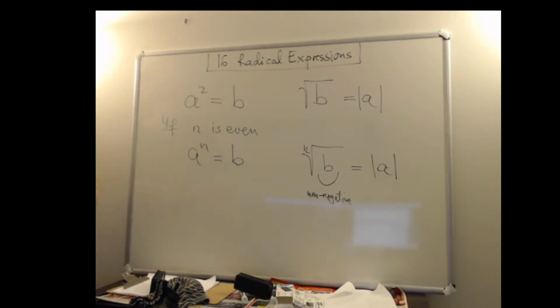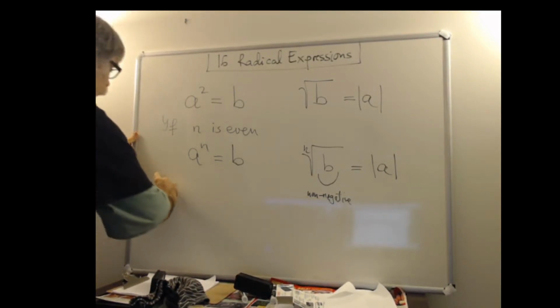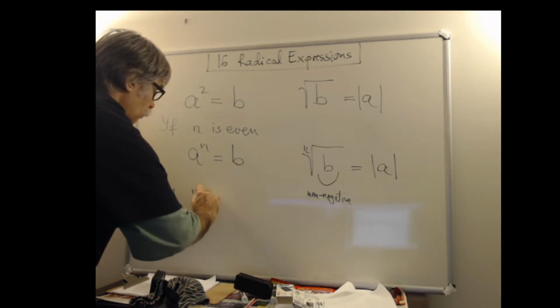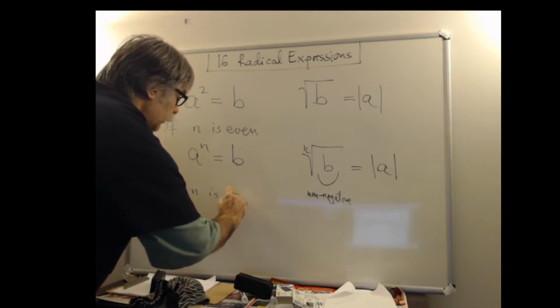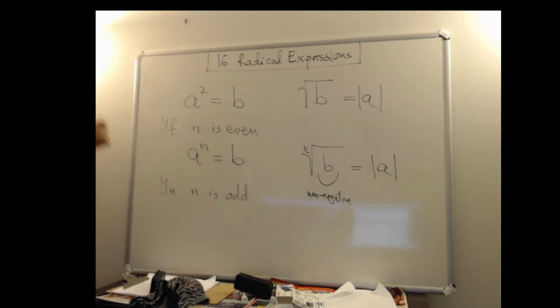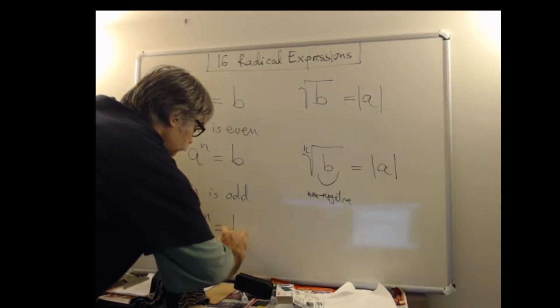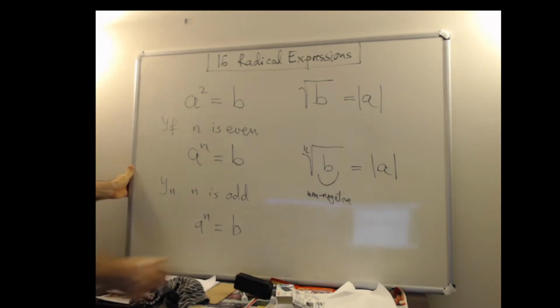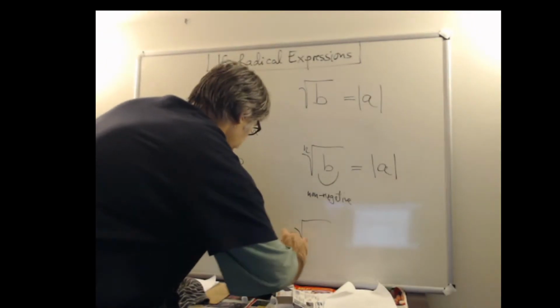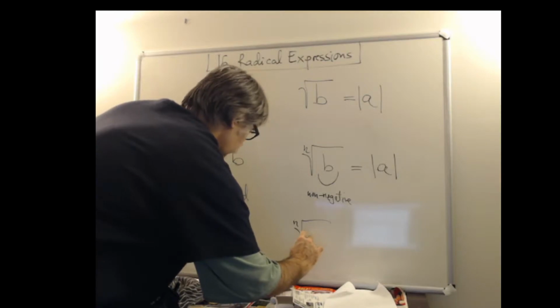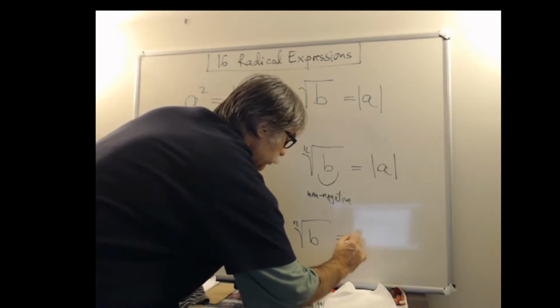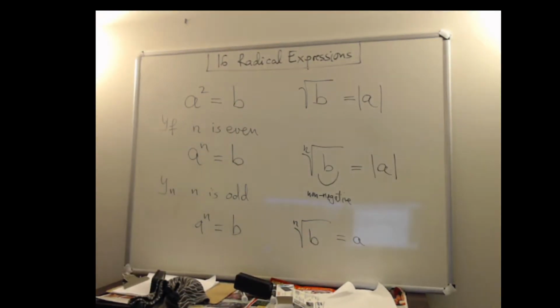If you have any other power, what else could that be? Well, an odd power, right? When you have an a with a power of n that is odd, to be b, then you can simply say that the nth root of b will be simply a. You don't need an absolute value. As a matter of fact, absolute value would be a mistake.